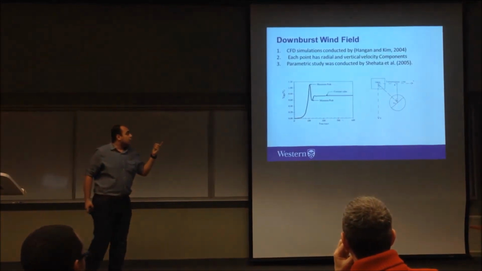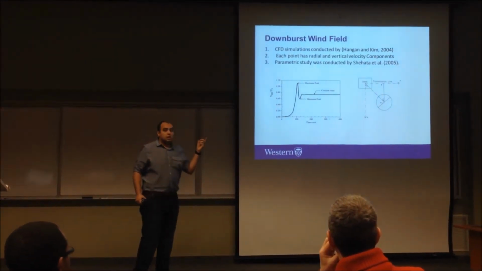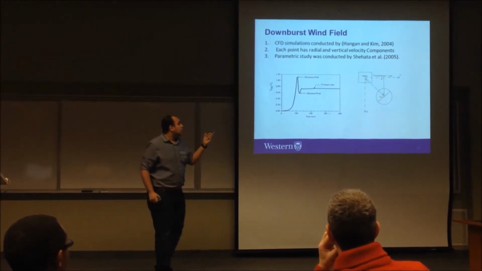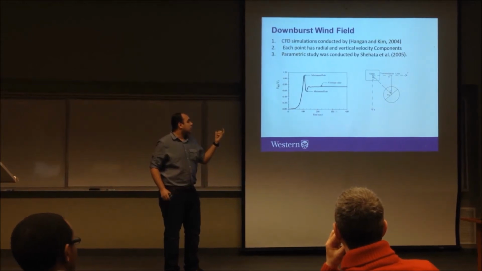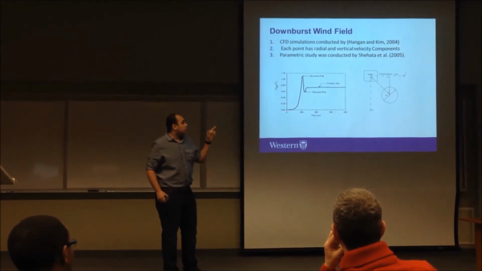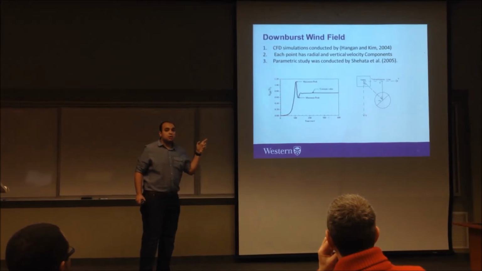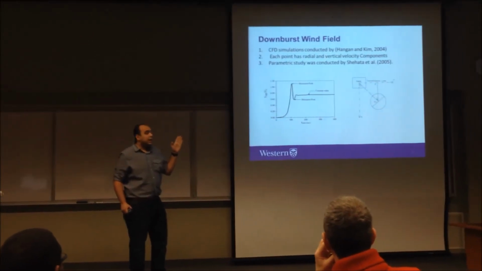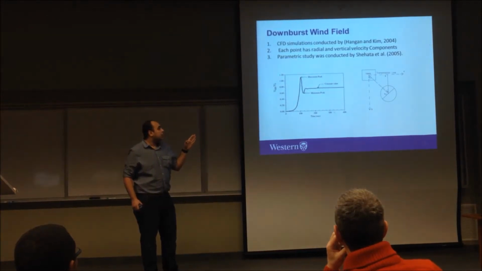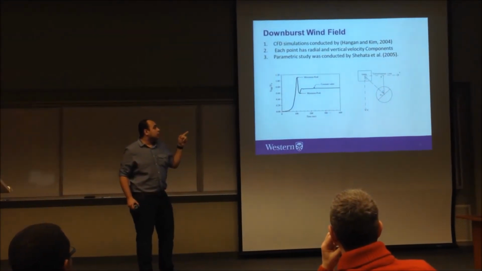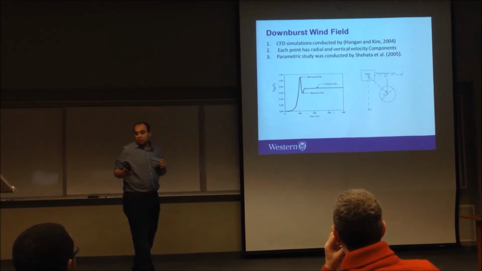And there are many parameters that are affecting the downburst events, like the jet velocity and the diameter of the jet itself, the distance r, which is the distance between the center of the tower and the center of the downburst event, and the angle theta, which is the angle between the perpendicular to the transmission line and the line joining the center of the tower and the center of the jet.